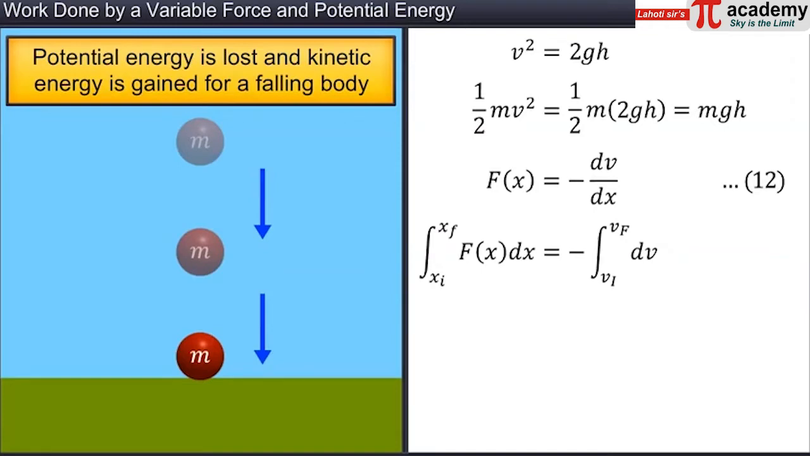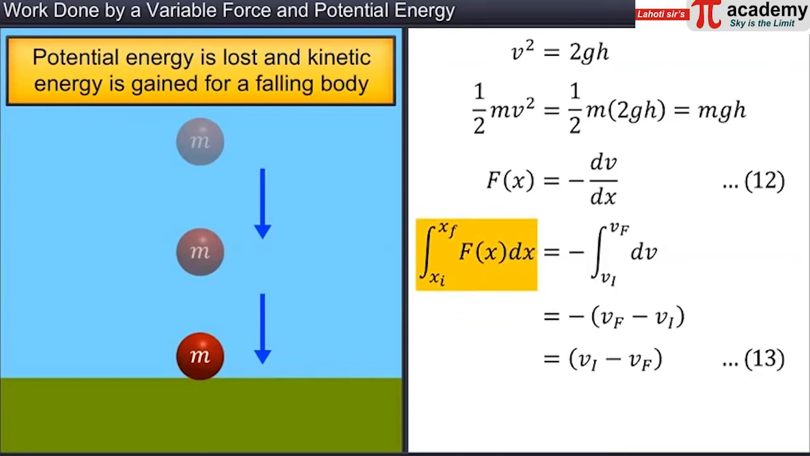Integrating on both sides of the expression within the limits of initial position xi and final position xf, and on simplifying, we get minus of Vf minus Vi. On further simplification, we can arrive at the conclusion as shown in equation 13. Integral of f of x dx within the limits xi and xf is equal to Vi minus Vf.